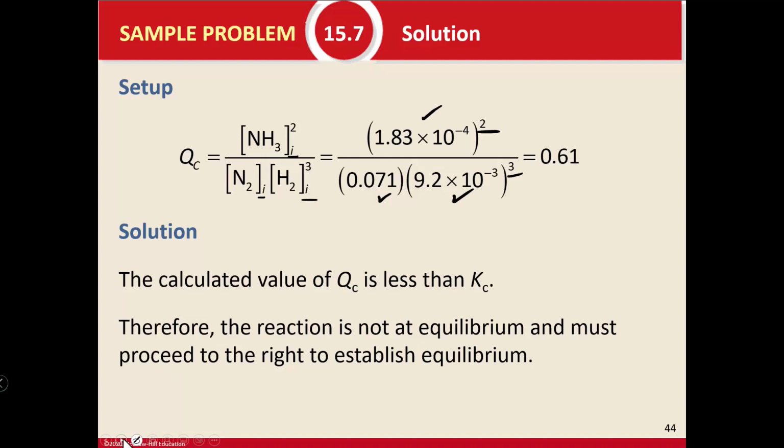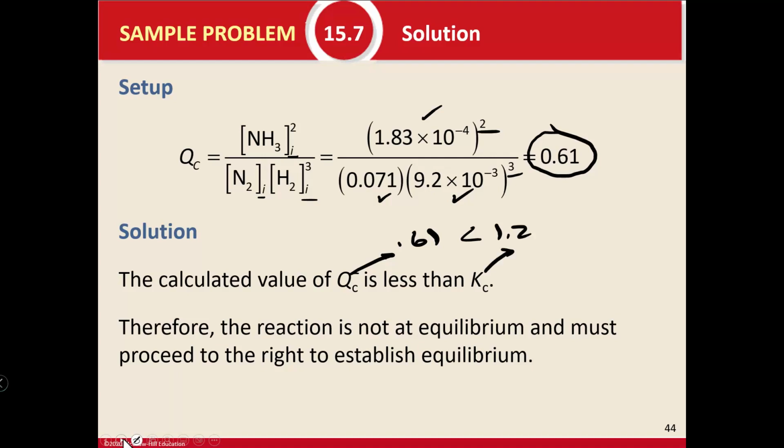We get this for a number. If you do this on your calculator, make sure you get this number. If you're not getting that number, then you're probably having some problem with the exponential key. All right. So 0.61 is what we get for the reaction quotient, which is less than 1.2, which is the equilibrium constant.